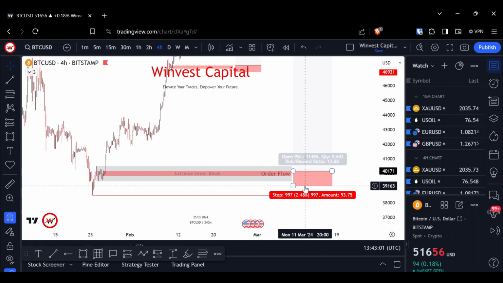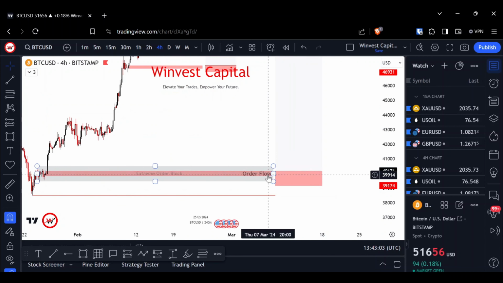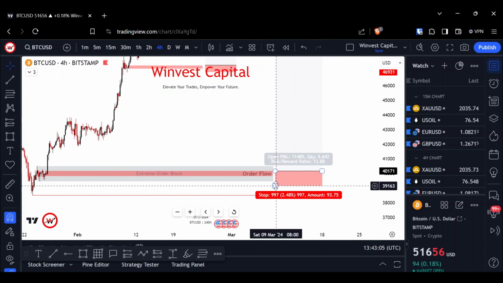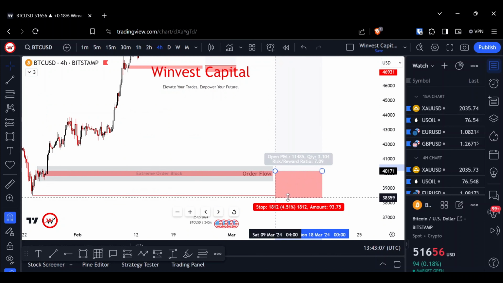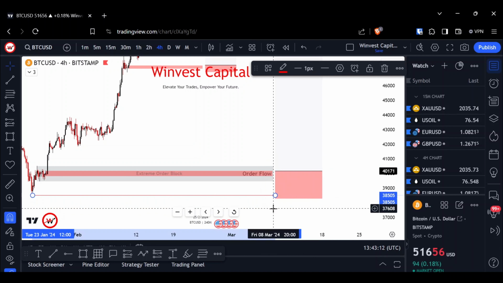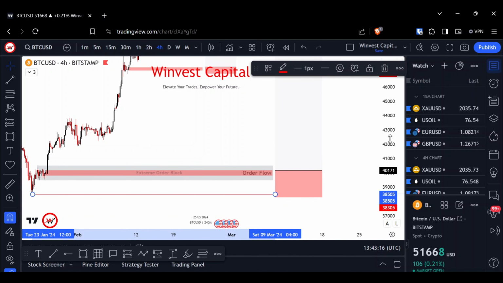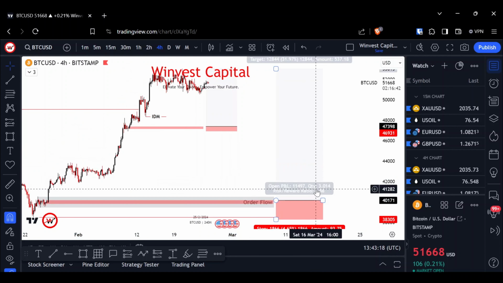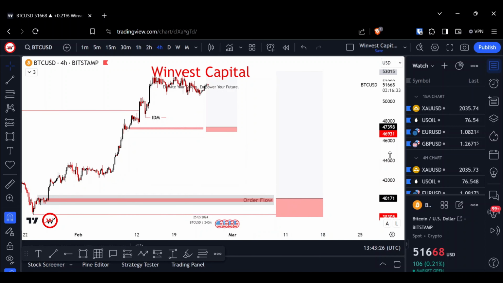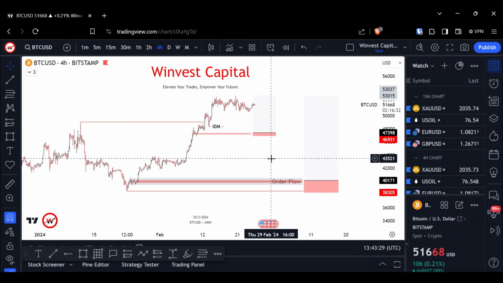You could also be a little bit more conservative with your stop loss and say take it a little bit below the major support, just to give it a little bit more room, but that would also hurt your risk reward. And you see that it's now turned into 1-to-6.88. So yeah, that's basically what we're seeing right now in Bitcoin.